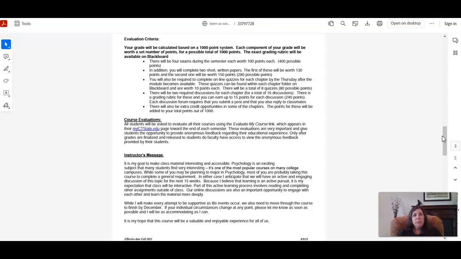To get to 1,000, you'll have a bunch of little parts. There'll be 4 exams over the course of the semester. We cover 8 chapters, and every 2 chapters you'll have an exam. You do not have a cumulative midterm or a cumulative final. You just have 4 equally spaced exams. Our last exam, which you'll take during finals week, will simply be about the last 2 chapters that we cover.